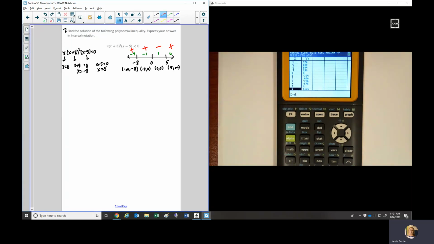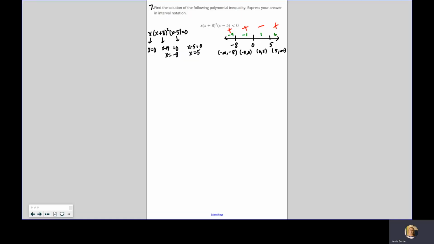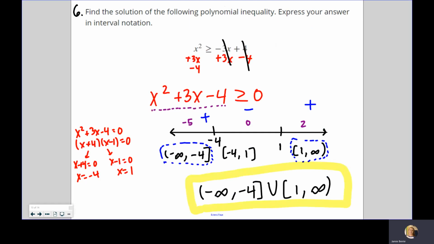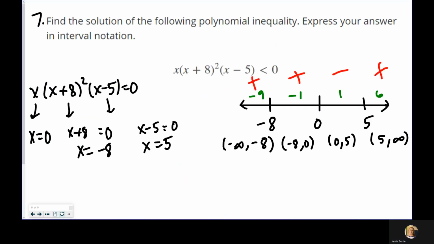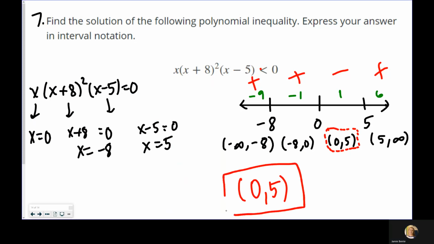So we are looking for, I don't know why it wants to make the screen so big. Let's see. Okay, that's a little bit better. All right, so we're looking for where this polynomial is negative or less than 0. So that is the only interval that satisfies that quality. That's the only interval where we got a negative. So our solution is just the interval 0 to 5. And you're done.